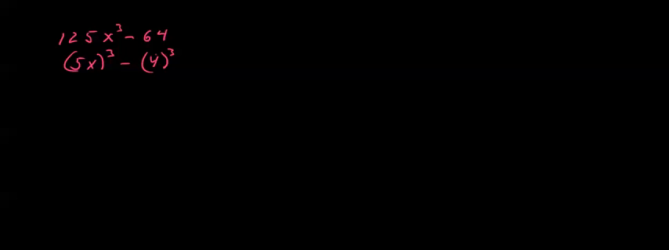Why don't you pause the video, do it yourself, and then see if you get the right answer. All right, hopefully you tried it on your own. Let's see what happens. This is a, so we have 5x minus b, 4, times a squared, 25x squared, plus, always going to be a plus, 5x times 4 is 20x, plus 4 times 4 is 16.